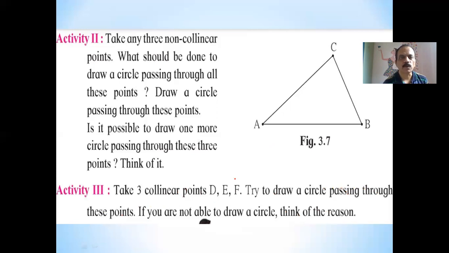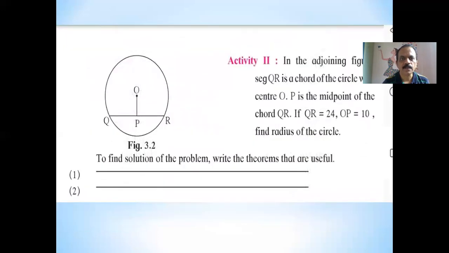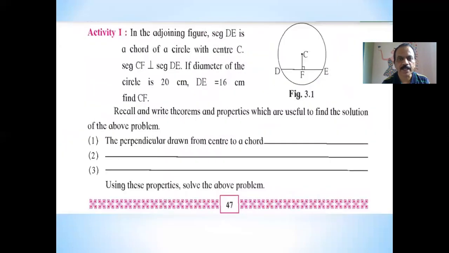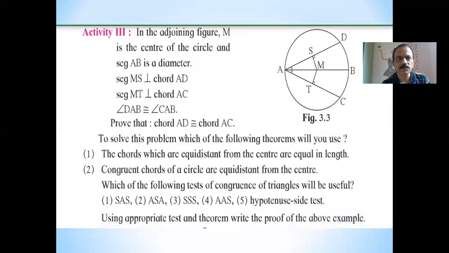So the concept will be clear with these points. We can study circles which are intersecting circles, concentric circles and congruent circles. The next point is the property related to the chord. A perpendicular drawn from the center of a circle bisects the chord, and related to that, the first activity can be solved, the second activity can also be solved, and the third activity can also be solved.